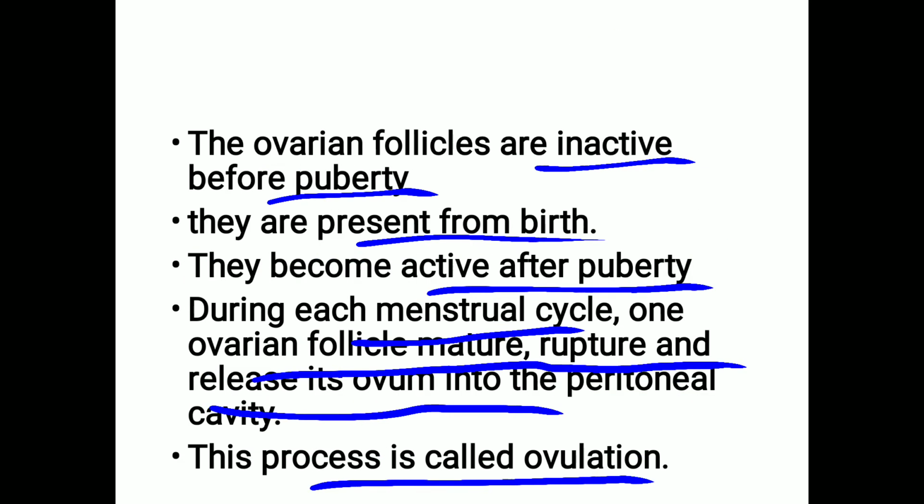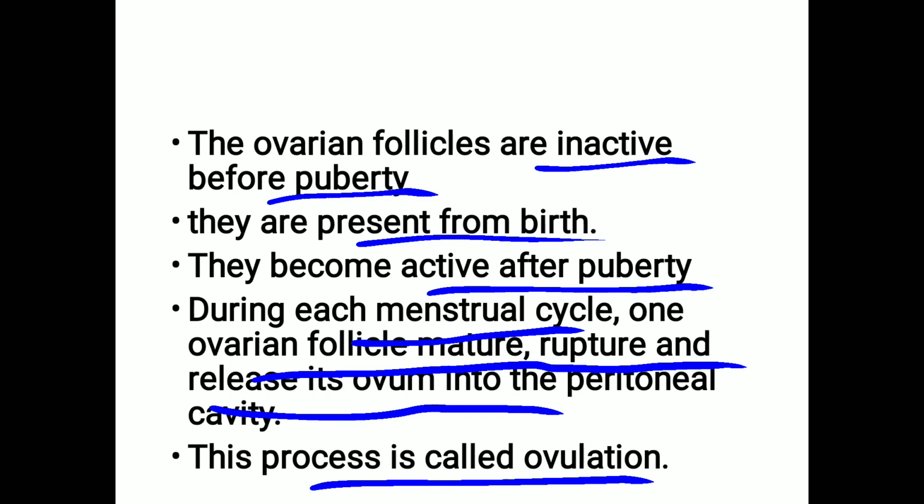The ovarian follicles are inactive before puberty, and they were present from birth. They become active after puberty, and during each menstrual cycle an ovarian follicle will mature, rupture and release an ovum into the peritoneal cavity. From the peritoneal cavity this ovum will be captured by the finger-like structures called the fimbriae of the uterine tube, and it moves through the uterine tube. Within the uterine tube it meets the spermatozoa, fertilization takes place, and the zygote is formed.